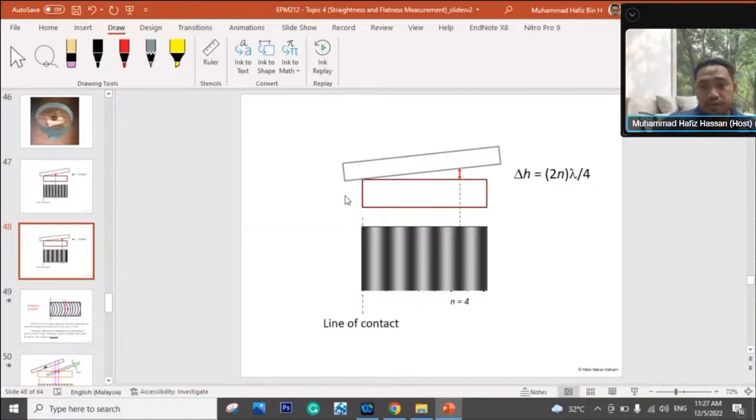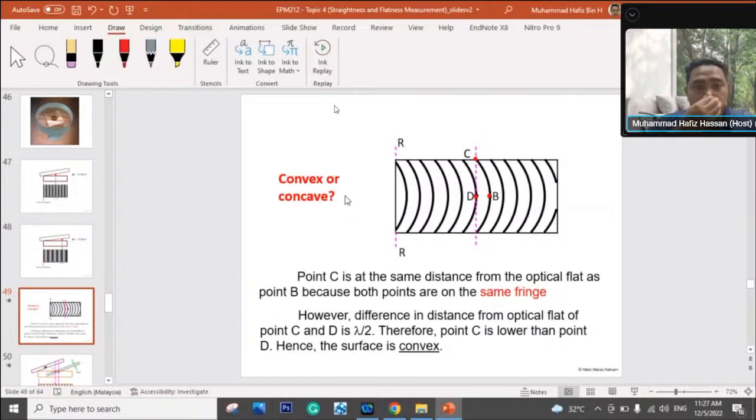They have three criteria: equidistance, straight, and parallel to each other. Okay, these are examples of the questions that may be asked in the test or final exam. So basically, you have to identify whether these positions are concave or convex.